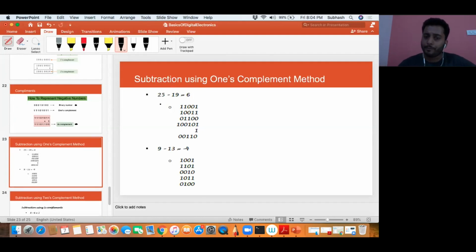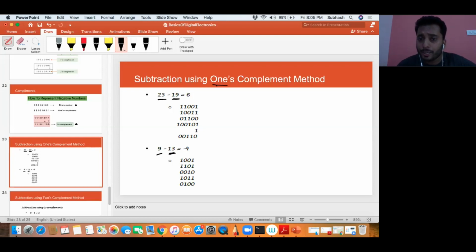Listen to it carefully. There are two examples here: bigger number minus smaller number, and smaller number minus bigger number. In the first case, I am subtracting a smaller number from a bigger number, and in the second case, I'm subtracting a bigger number from a smaller number.